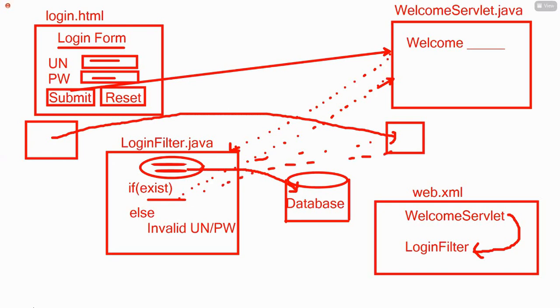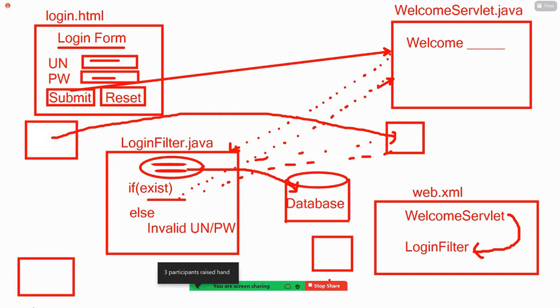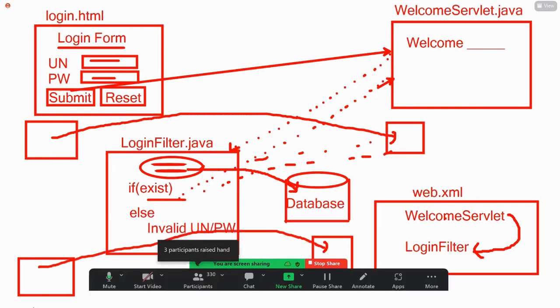In future, one more service comes, one more HTML page, one more servlet. From here, control comes here. Again, I'll write here: divert the control to the filter. Again, from the filter back. Like this, n number of times, dynamically. This is possible with the filter.